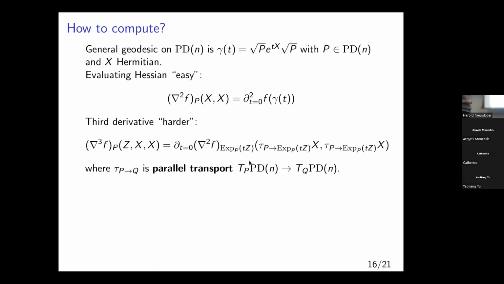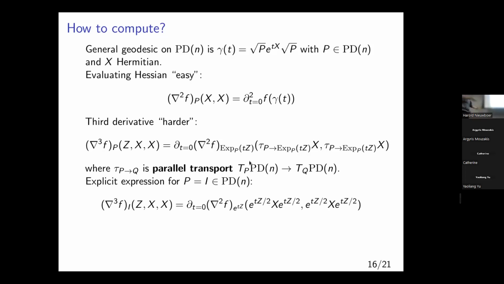To compute a third derivative explicitly, you look in the first direction that you want to go in, and then the second direction you have to transport along this geodesic through the first direction. Then at this new point, you have to evaluate the Hessian in that direction. This transporting is parallel transport. Specifically for PDN, it's easy to write down a matrix expression for this, which involves matrix exponentials. This is maybe all I'll say about computing these derivatives.